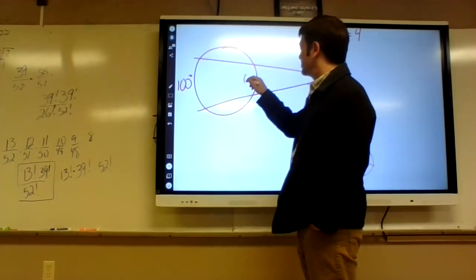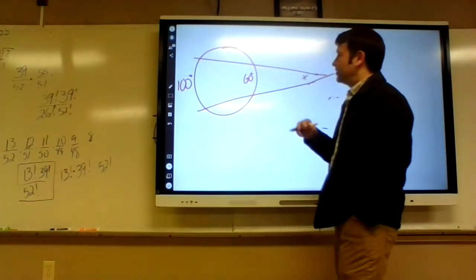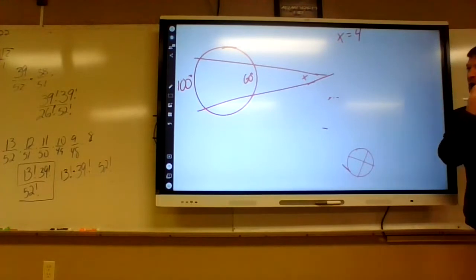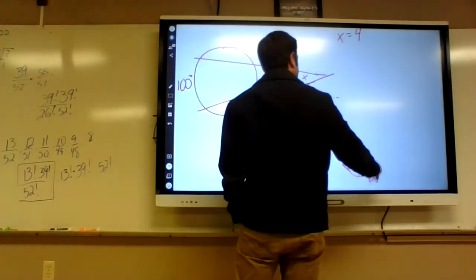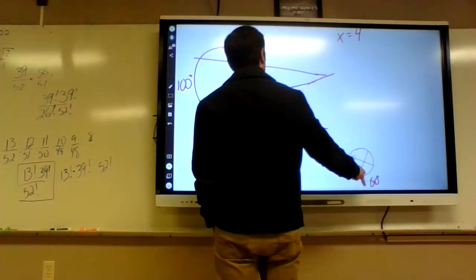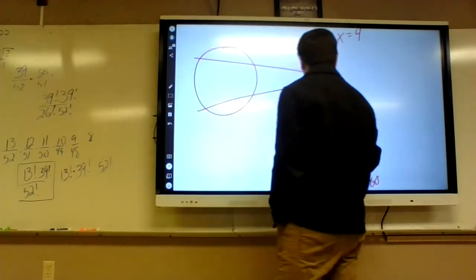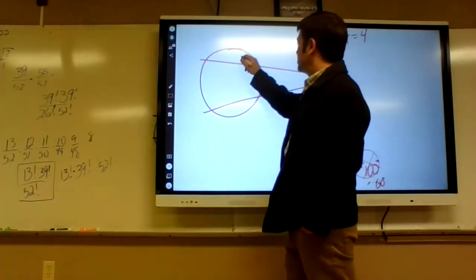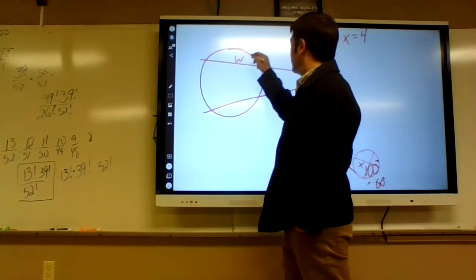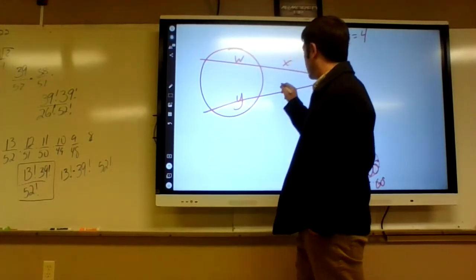We also did some stuff with angles on these arcs. You remember this? 100. How do we find angle X? 100 minus 60, divided by 2. Yeah, that's what we do. Okay, but we're not doing angles. That was an old chapter. What we're doing is the line segments. So let's use W, X, Y, and Z again.